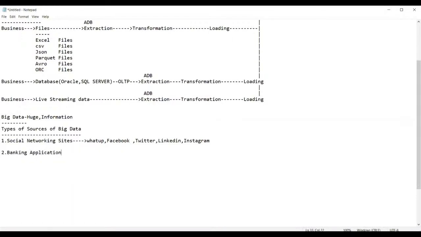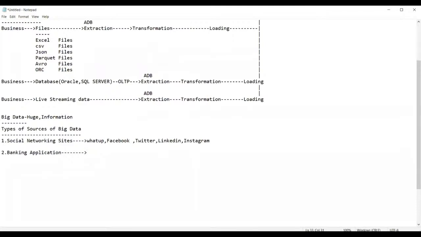Across the globe, banking applications are considered the major source of getting big data. The banking applications are the major source of getting big data.